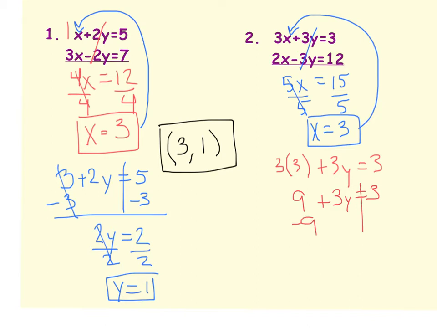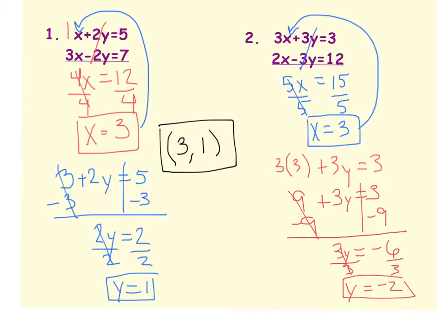Solve by subtracting the 9 over. That cancels. So 3y equals negative 6. Divide both sides by the 3. And y equals negative 2. Again, now that I have both the x and the y, I can write my ordered pair, x first. There's my answer.